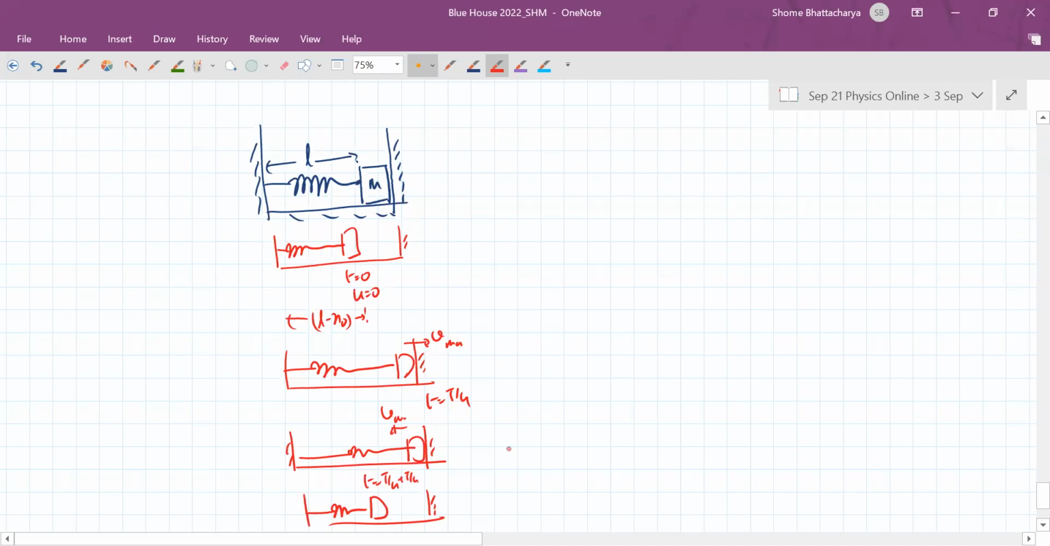Once that cycle is over, the effective time period for this will be T by 2. So it's like only the compression part of the cycle is taking place. The extension part is not taking place. It's an elastic collision, so there's no loss of energy.